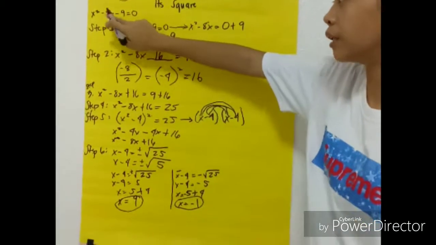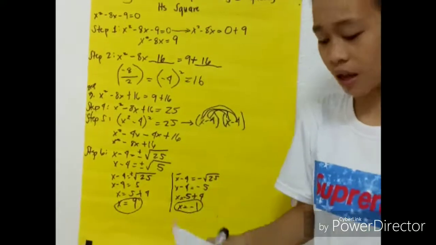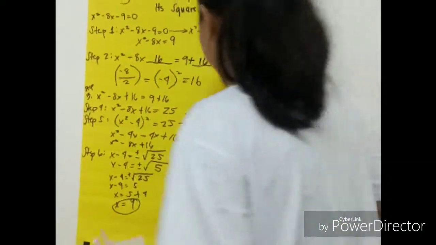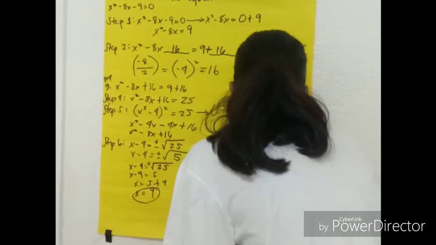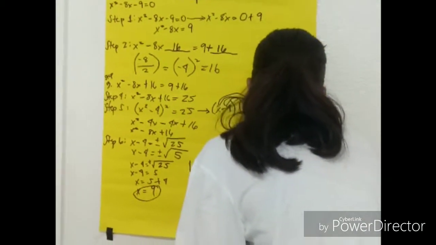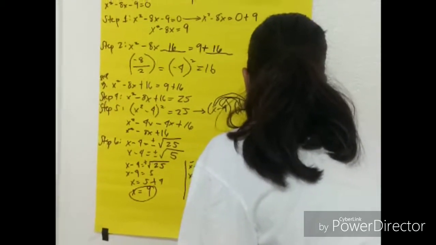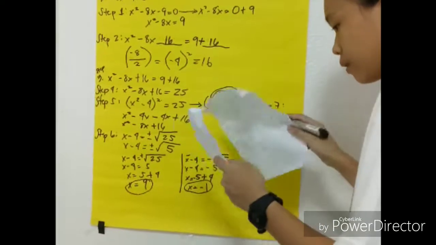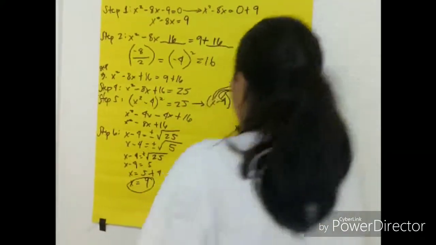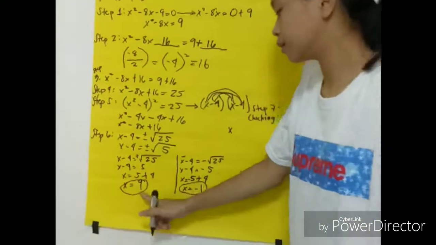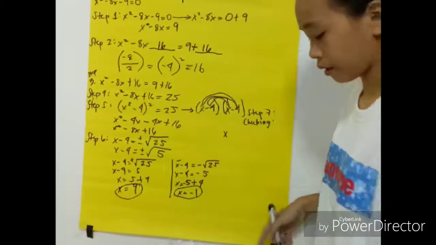X squared minus 8x minus 9 equals 0. So, mag-check na tayo. Checking. Saan tayo mag-check? Ito na lang. Step 7 to, step 7. Checking. I-check natin kung tama ba itong x, itong si 9 at negative 1.